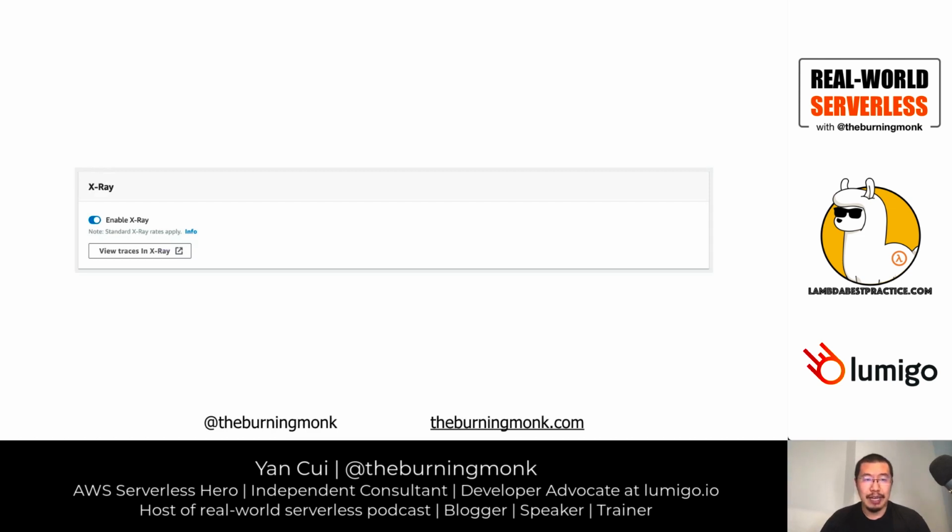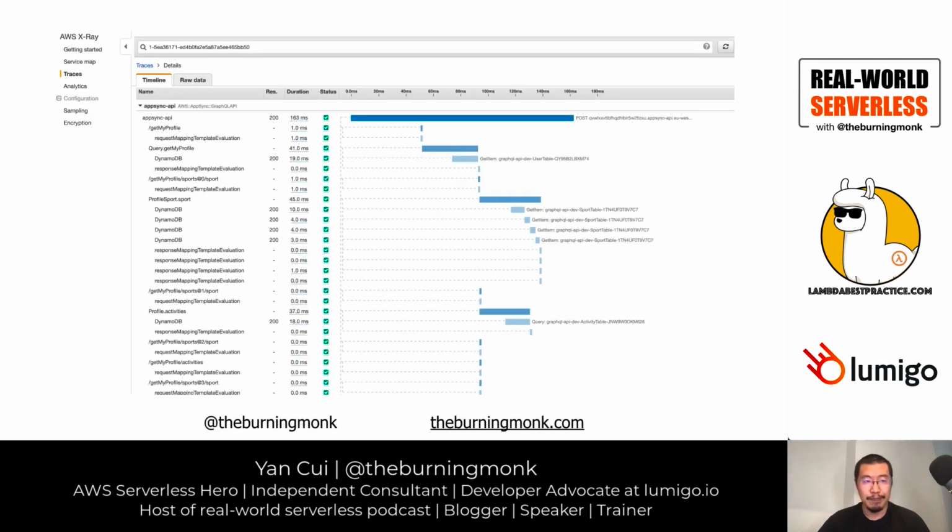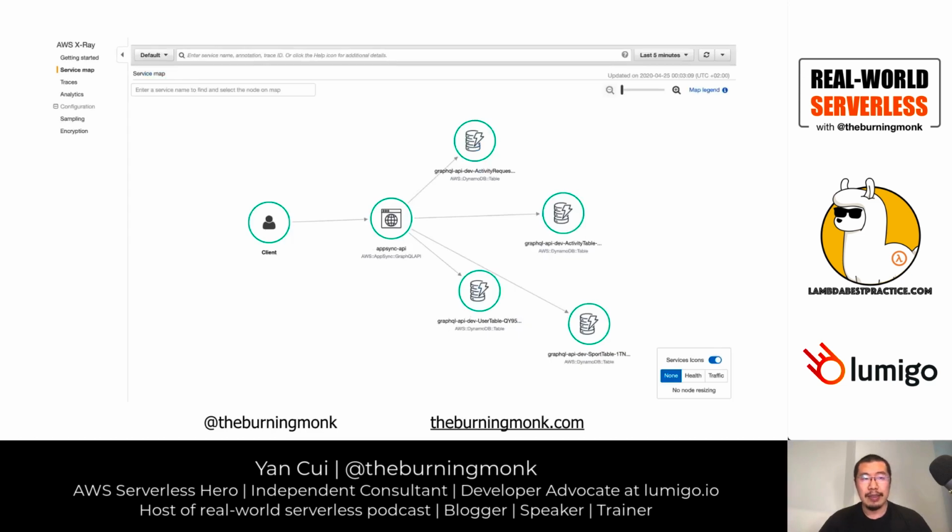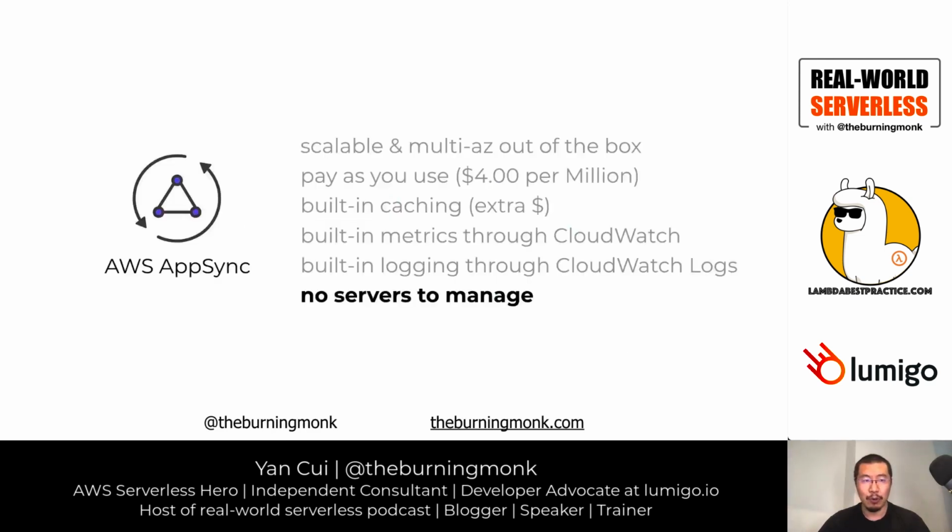For performance issues like that, it's even better to enable X-Ray, which really shines a light on what's going on under the hood and shows you where the time is taken. And you can see that this single query has resulted in quite a few DynamoDB table calls behind the scenes. X-Ray also shows you a service map, so you can get a high-level view of which services your AppSync API is talking to, and their overall health and the average latency and so on. And it gives me all of this, and I don't have to manage any servers, which is amazing.